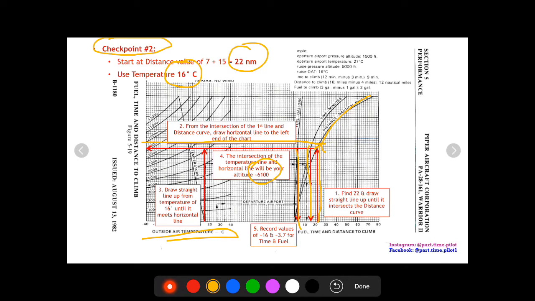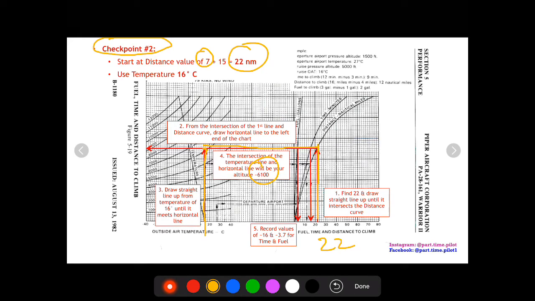Now I said I would explain in more detail why we use the value of 22 and not 7, which is the distance from checkpoint 1 to checkpoint 2. The reason we use this total value of 22 is here. Okay, so let's say we knew our altitude of 6,100 already, and we are using this fuel time distance to climb chart to find our distance. So we know 6,100, we know the temperature of 16. So we follow 16 all the way up to 6,100. Then we draw a horizontal line until the intersection of these curves. We draw a line down from the distance curve, and we find 22 here on the curve.